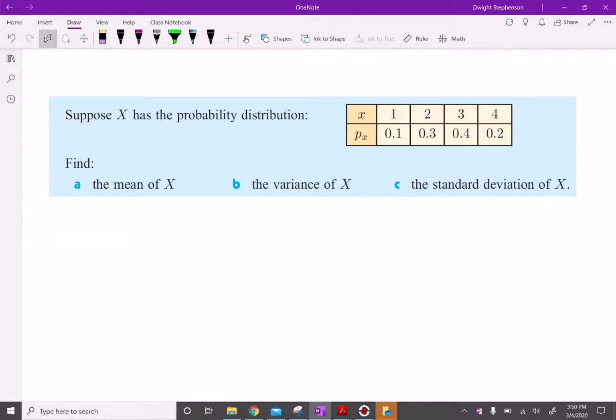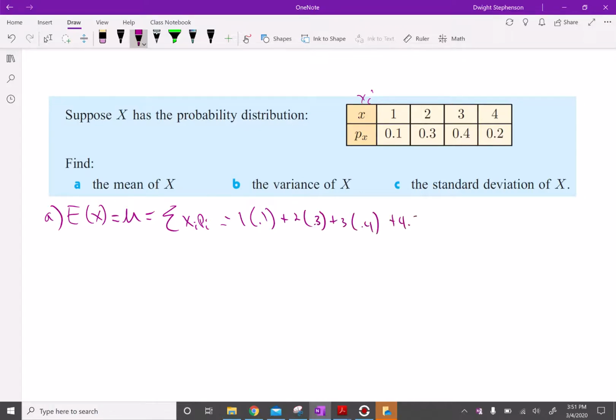So if you want the mean of x, here we have our xi and our probabilities for each one. The mean, remember, is the same as the expected value, which is the same as mu, which is the sum of xi times the probability of that. So in this case, for A, you would just have 1 times 0.1 plus 2 times 0.3 plus 3 times 0.4 plus 4 times 0.2, right? You multiply all those out.